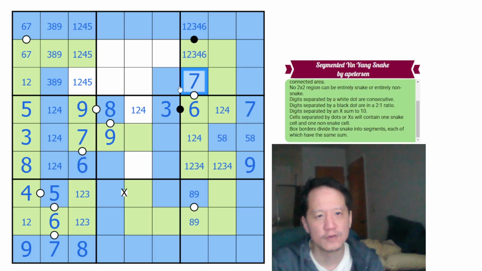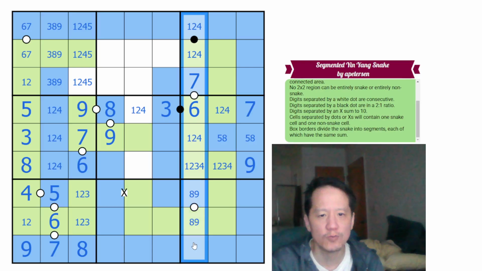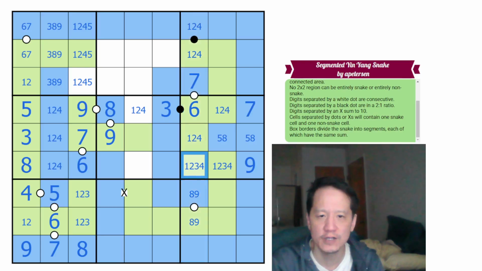This is 7. This can't be 3 and 6 now, so 2 has to be one of these 2. We also have a 1, 2, 4 triplet in column 7, so that eliminates 1, 2, and 4 from the rest of the column, so therefore this must be 3. This can't be 2 because to form a 1 to 2 ratio, it's either 1, 2 or 2, 4. This has to be a 5 because that's all that's left over in the column.